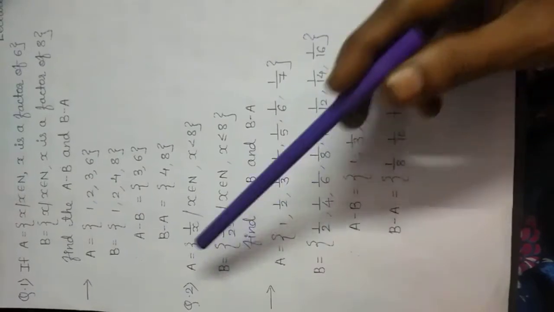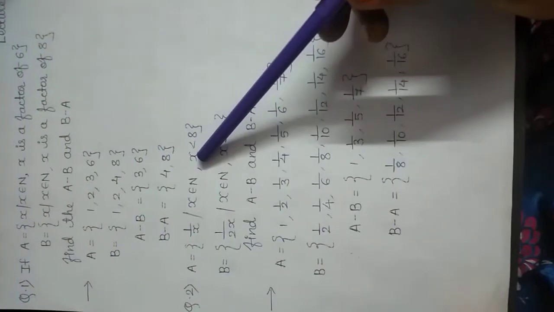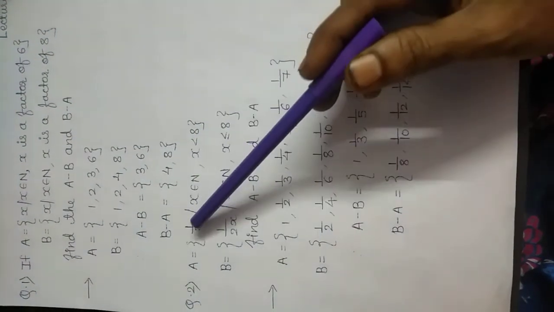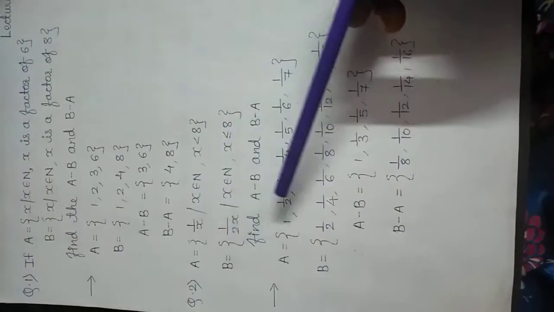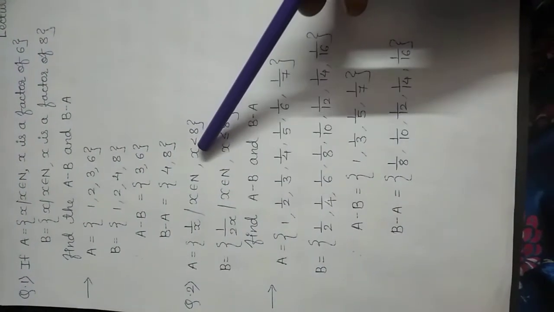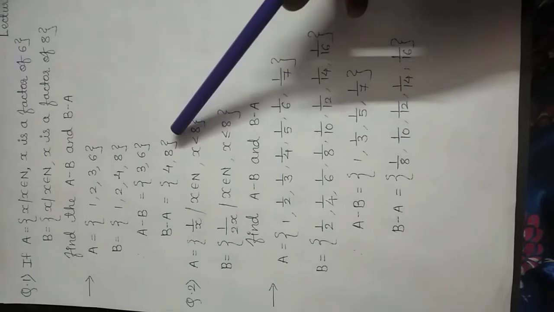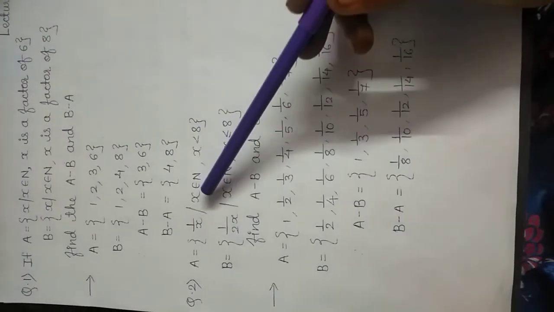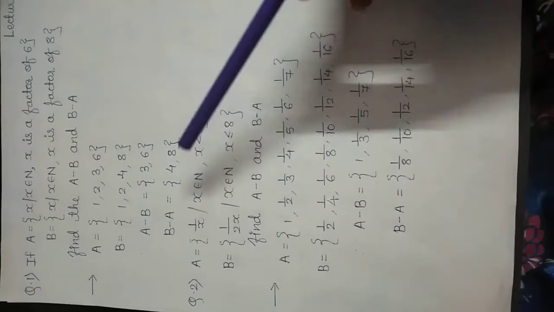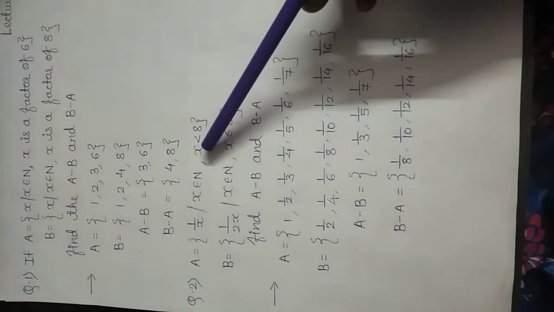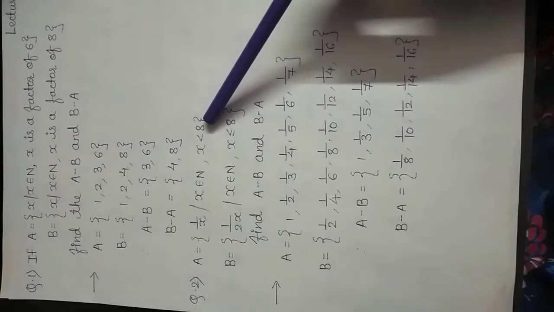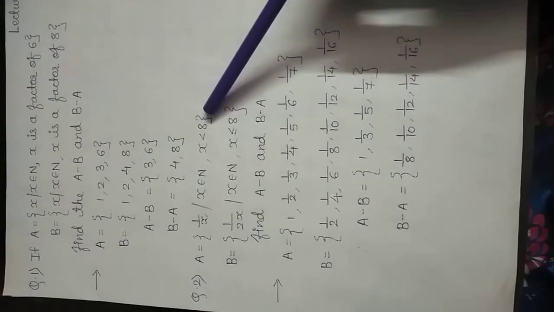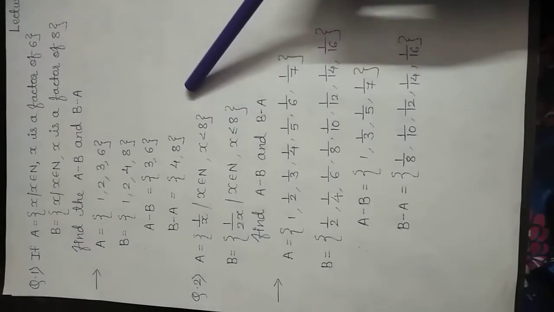So for finding A, one by one we will substitute the value of x here to get the corresponding element, and the values of x will be from 1 to 7. We will start from 1 because x belongs to natural numbers, and up to 7 because it is given that x is strictly less than 8. So we cannot consider 8, we will consider up to 7.